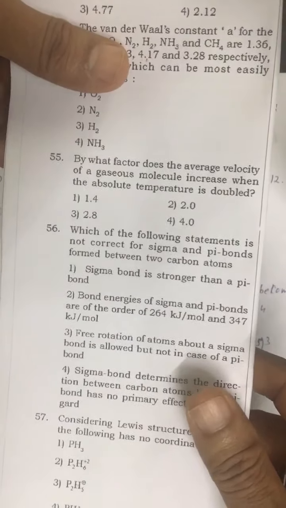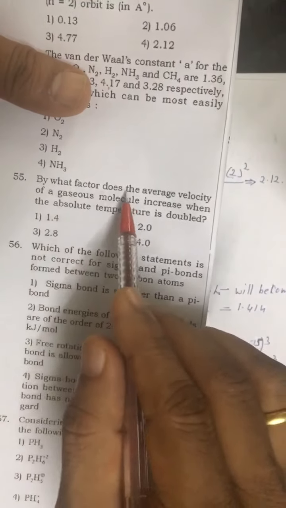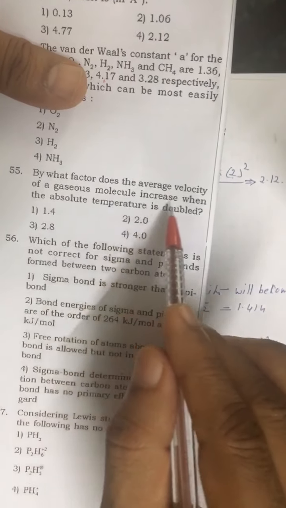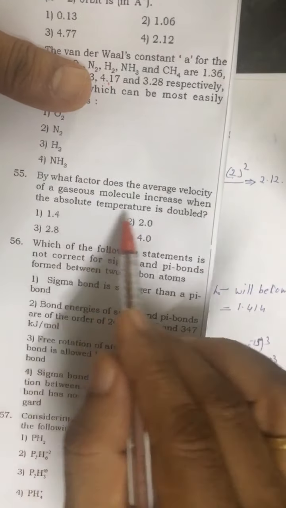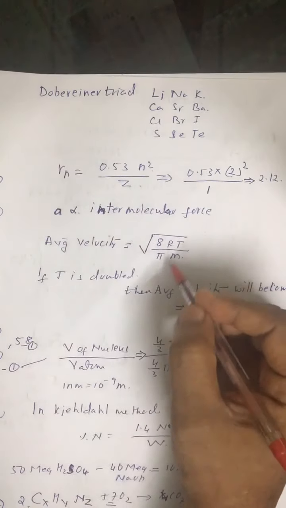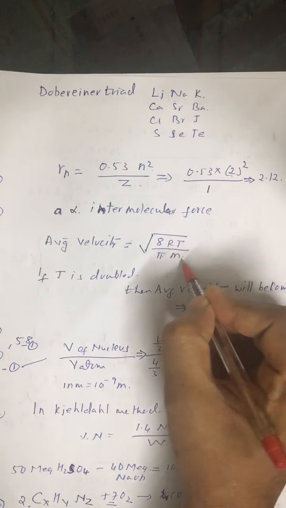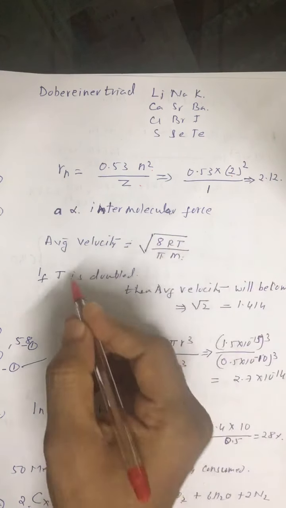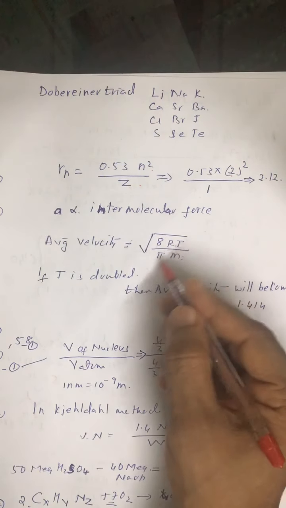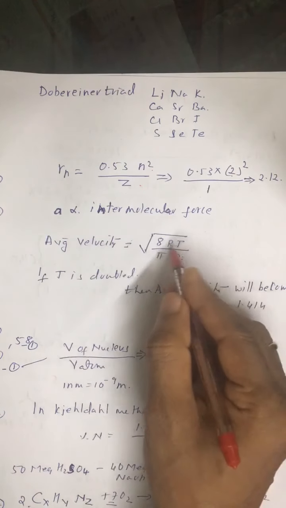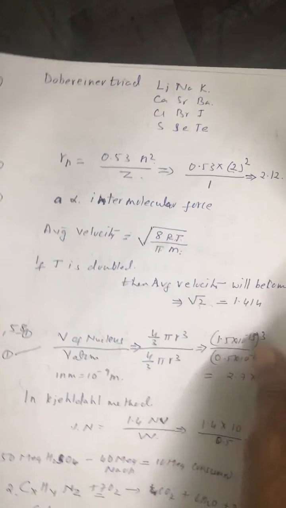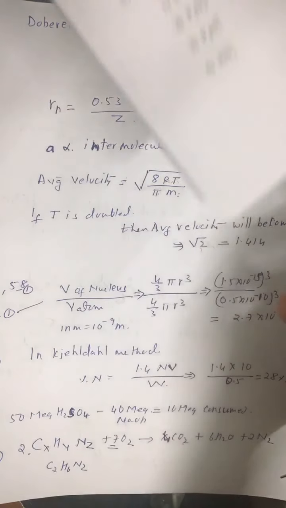55. Look at 55. By what factor does the average velocity of a gaseous molecule increase when absolute temperature is doubled? Average velocity is given by root of 8RT by pi m. Now if temperature is doubled, it becomes 2T. So 2T and T, if you divide this value, you get root 2. Only root 2, rest values are cancelled. So root 2 is 1.414. Correct answer is first option.